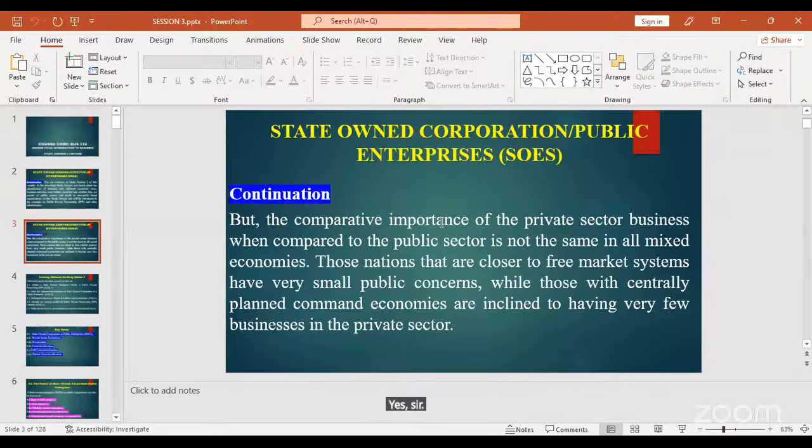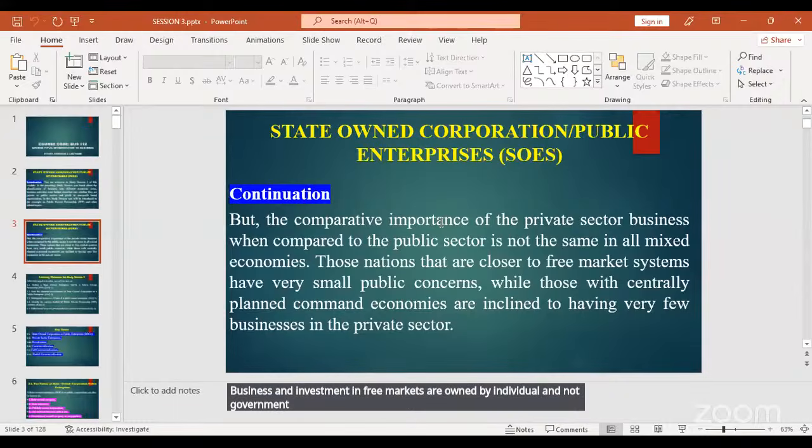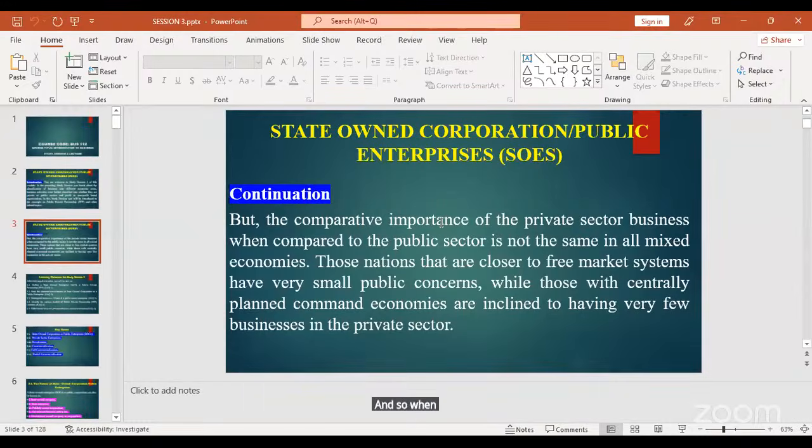Okay. There's what we call the free market system. Another word for free market system is capitalist, where you have capitalists. The majority of business and investment in free markets are owned by individuals and not government. So when you go to an economy like America, that's what you find there.